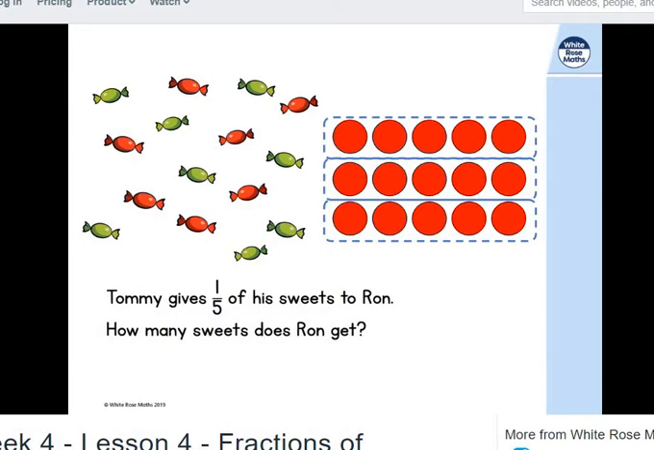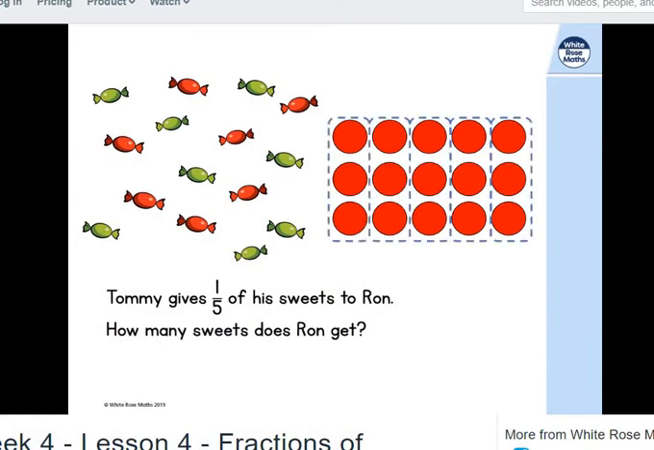What about this story now? Tommy gives 1/5 of his sweets to Ron. How many sweets does Ron get? We've still got our 15 sweets. This time, we're going to give 1/5 of them. Can you visualise putting that into 5 equal parts? Perhaps you may have pictured it a little bit like this. And we can see that each part would have 3 sweets in it. Ron receives 1/5 of them. So Ron would receive 3 sweets. 1/5 of 15 is equal to 3. So our calculations this time, 15 sweets divided into 5 parts gives 3 sweets in each part.